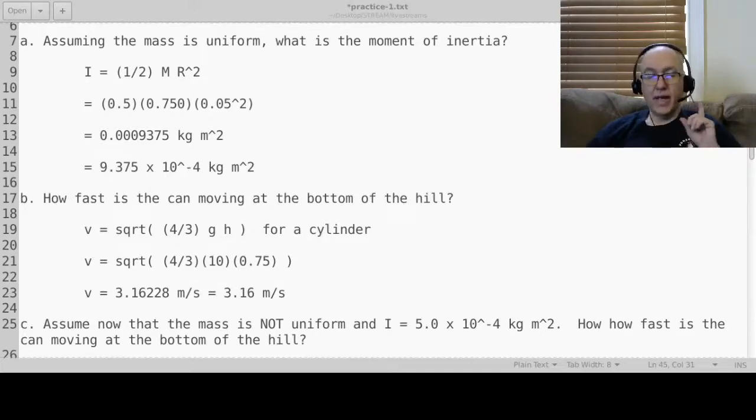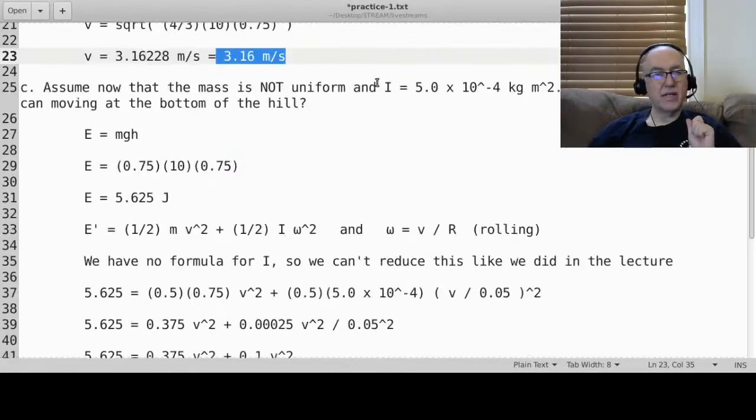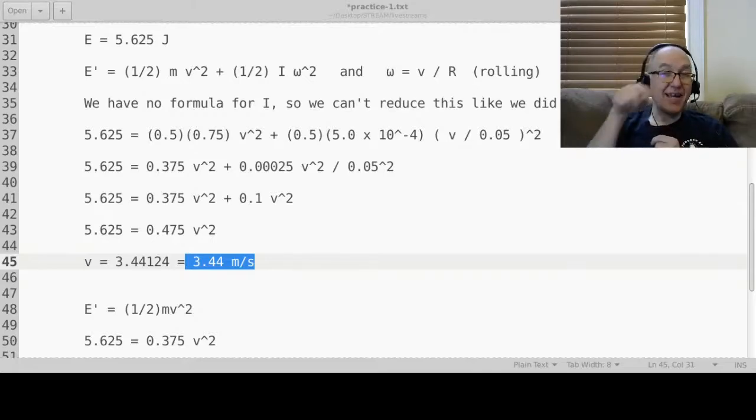So in the case of the very solid can of soup, we found out that the velocity at the bottom was 3.16 meters per second. If the moment of inertia is a little bit less, notice what the velocity is now. Now it's 3.44. In other words, it's moving a little bit faster at the bottom of the hill. You say, well, that doesn't make sense. Why would it be going faster at the bottom of the hill? The translational motion is faster, but that's because there's less energy in rotation. There's more energy in moving.